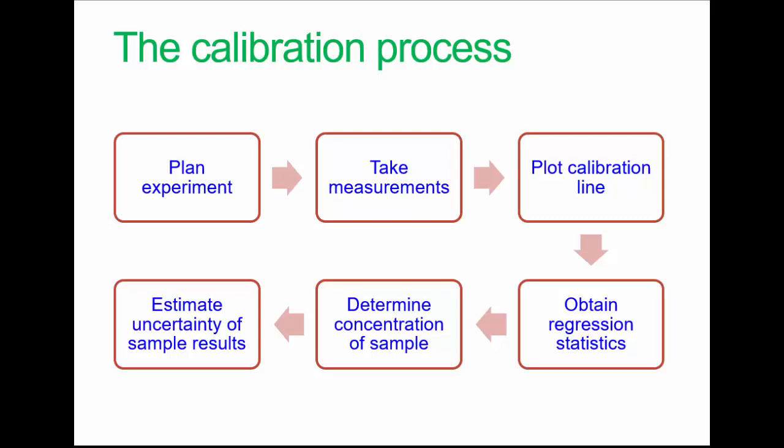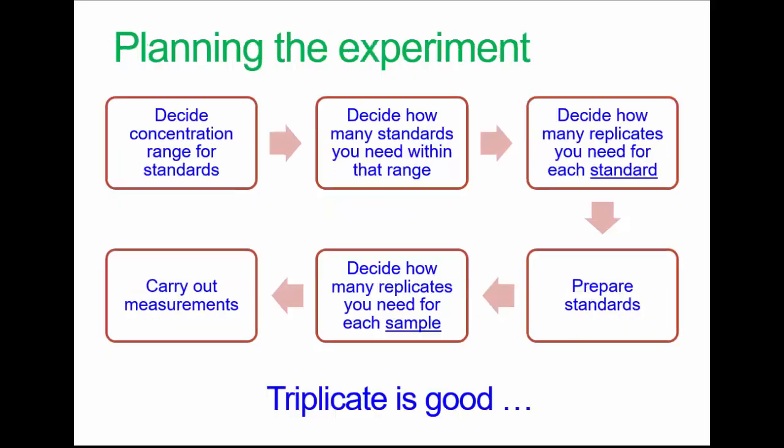Plan the experiment. Now, in most cases, of course, you get the experiment's method given to you. But if you're doing this as a final year project, it may be that you are doing a project on method development. So the next slide will probably be of particular interest to you. We take the measurements, we apply the calibration line, we get the regression statistics, we determine the concentration of the sample, and then we do some estimation of the uncertainty of the sample results, which we're going to talk about a little bit more here.